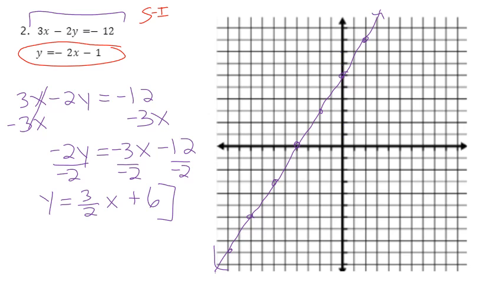And then do the same with the other equation. So negative 2x minus 1. Our y-intercept is negative 1. Our slope is negative 2. And so we're going to go ahead and start at negative 1. Go down 1 over 2. Or down 2 over 1. And then I might go in the other direction because I see that's probably where I'm going to have an intersection take place.